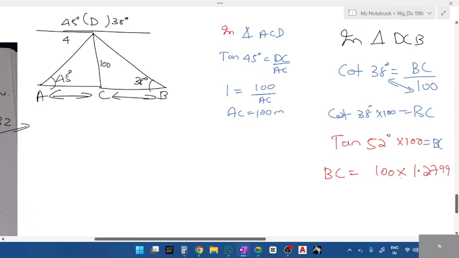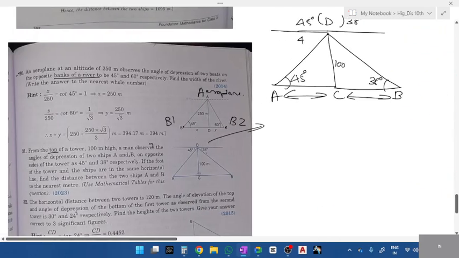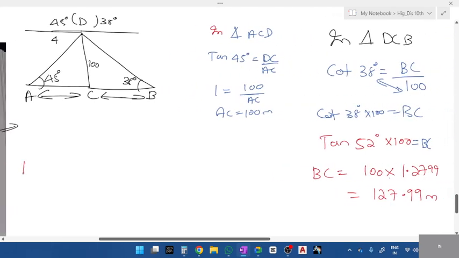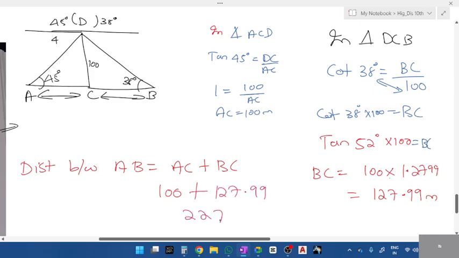2799. What is 100 into 1.2799? 127.99 meters. So what do we need to find here, students? Find the distance between A and B. So what I have to write here? Distance between A and B is equals to AC plus, what is AC? 100. 100 plus 127.99. So that is 227.99.